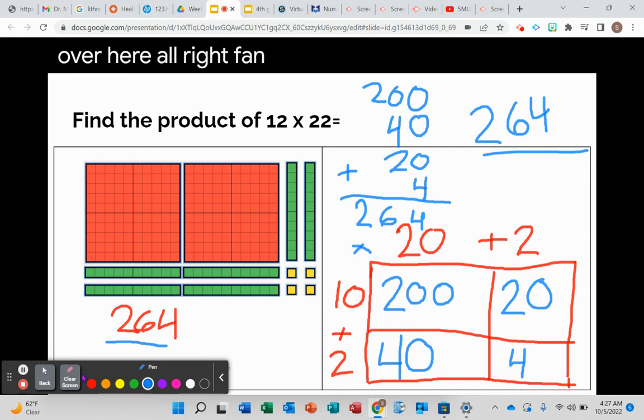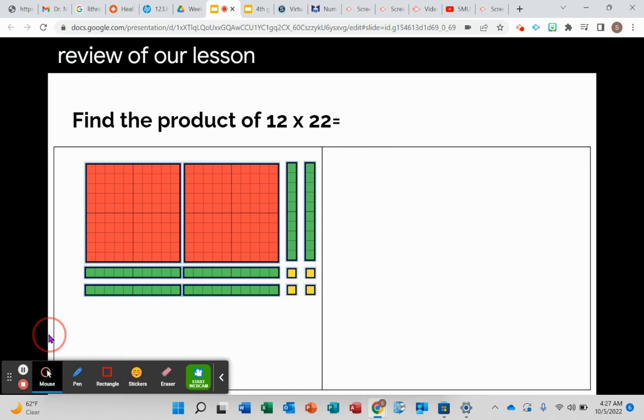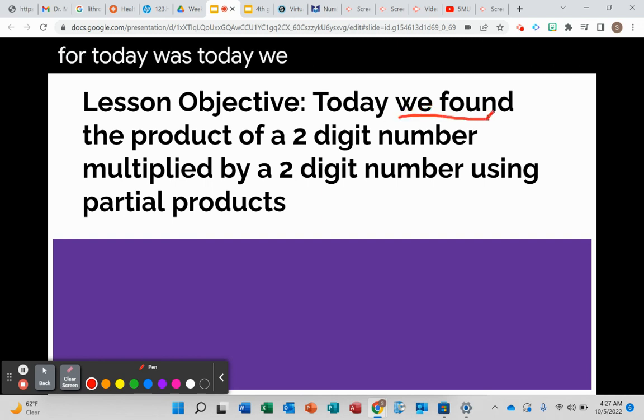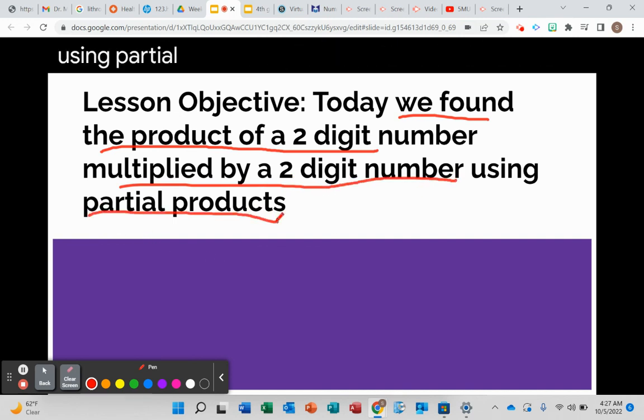All right, fantastic. Let's go ahead and do a review of our lesson objective. Our lesson objective for today was we found the product of a two-digit number multiplied by a two-digit number using partial products.